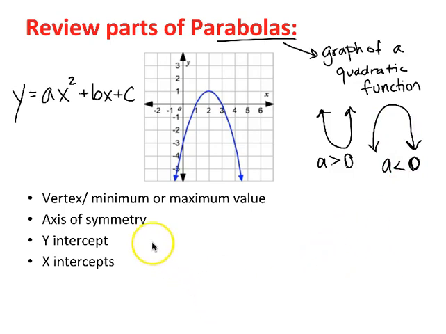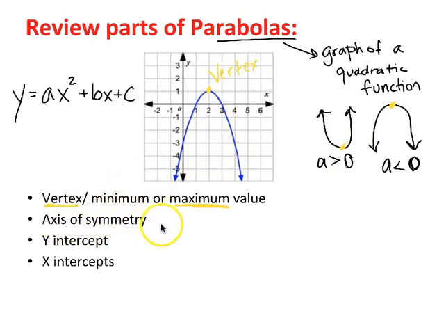All right, so what is the vertex? Where is the vertex located in our parabola? If you said right here at the top, you are correct. So the vertex in this case would be the maximum value, because the vertex will tell us if it's the minimum or maximum value. If we were opening up, it would be the minimum value. So the vertex right there, that is our vertex.